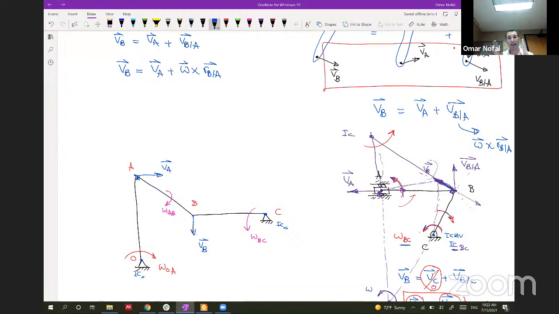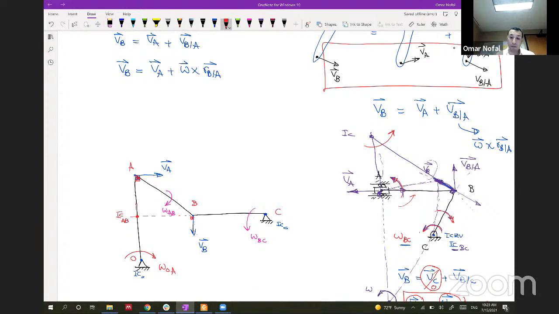So based on this, I can know where the instantaneous center of zero velocity is. If you want to do this, you draw a perpendicular to VB and a perpendicular to VA. So this is the instantaneous center for body AB. This is how we get the instantaneous center for the third body. So this is perpendicular, and this one is perpendicular here. So this is the instantaneous center of the body AB. Okay, so let's get relative velocity.